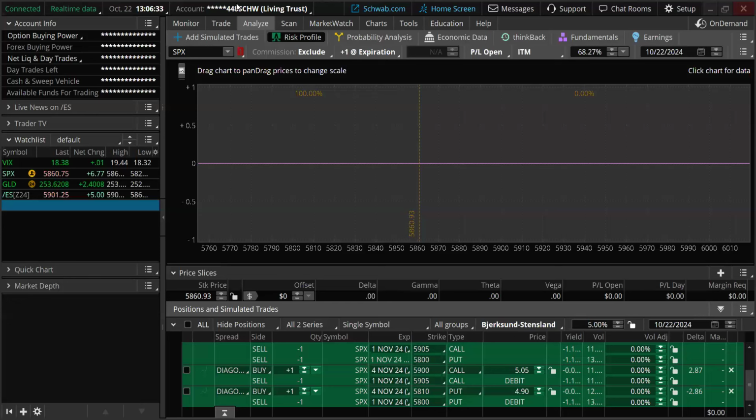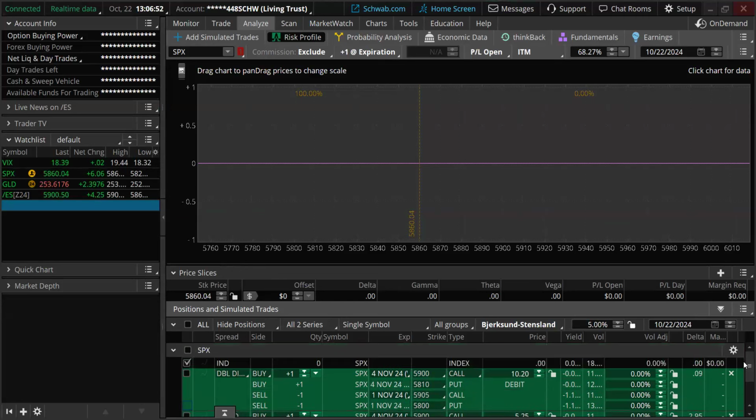And Alan says, if you have a double diagonal on, when do you close one side, at what point? Okay, I will talk a little bit about that, Alan. That's never the goal, by the way. If I'm on a double diagonal, I hope to close them both together. But we will talk a little bit about that.